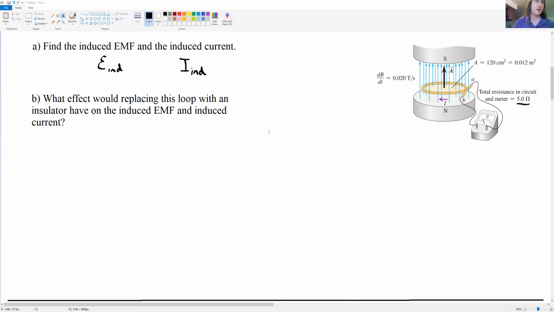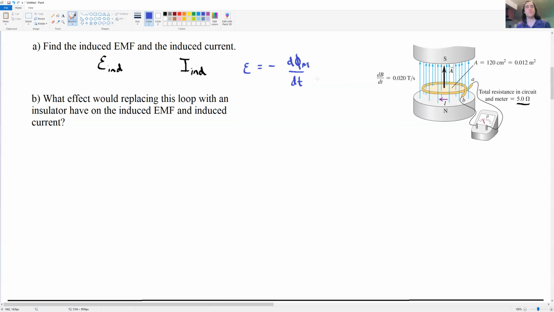All right, so I'll go ahead and set this one up here. Part A, find the induced EMF and induced current. Well, we're talking about Faraday's law here, so that's the first thing I would go to. So I'll write down Faraday's law first. Okay, so there's Faraday's law. Let's go ahead and put the EMF here.